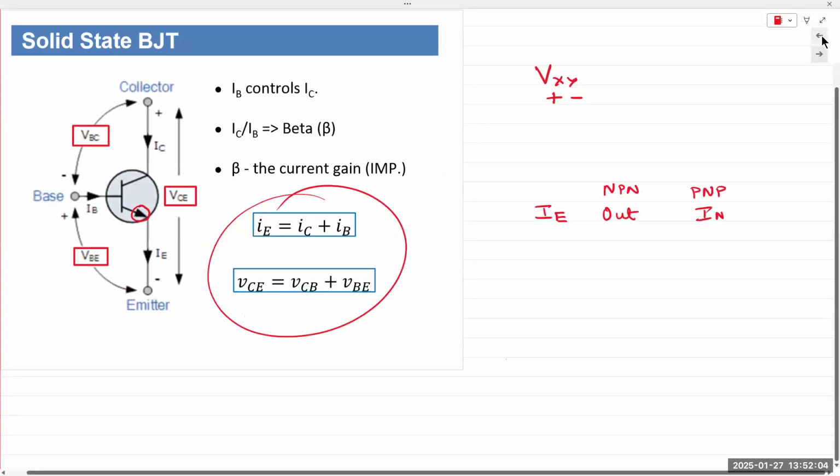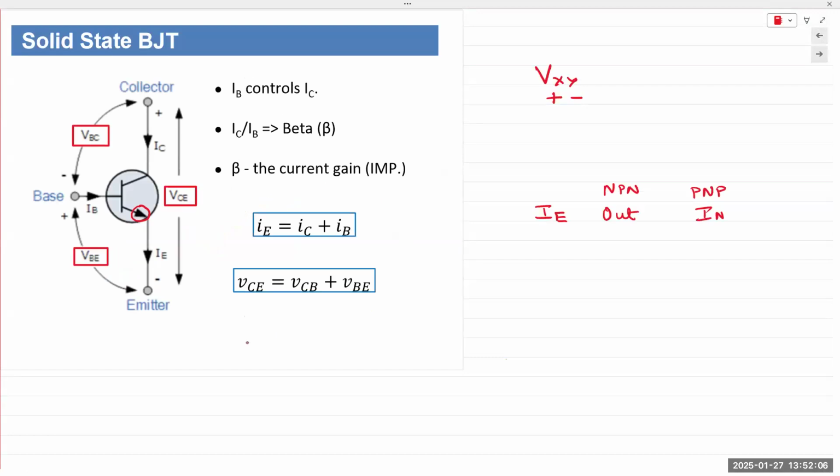Then we can go back once more slide and write out this equation. Emitter current IE is the sum of IC and IB. It is true for NPN as well as for PNP. And then when we apply KVL, we get VCE equal to VCB plus VBE.